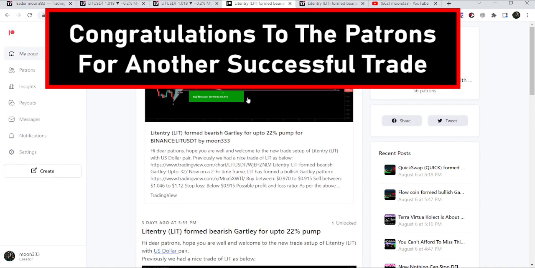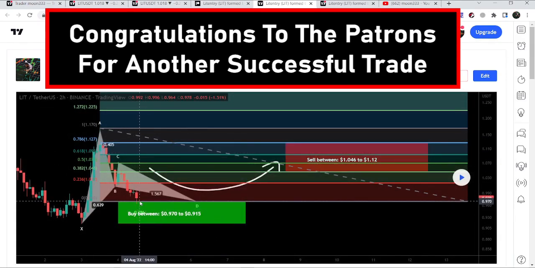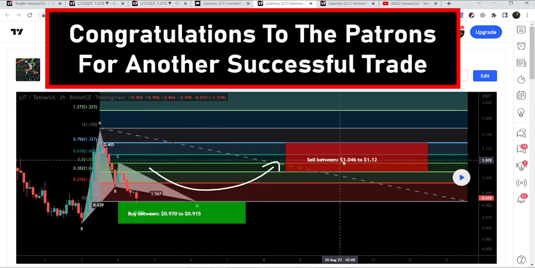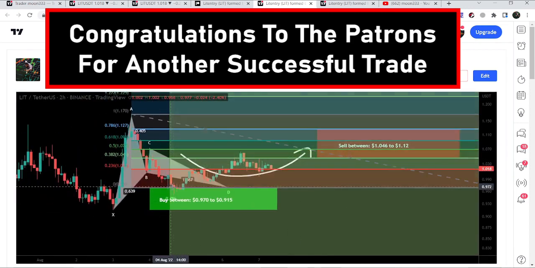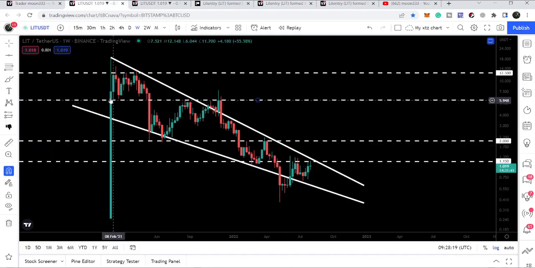Now if we look at the current idea that I shared almost 3 days ago, that was a bullish reversal Gartley move on the 2-hour time frame chart, and this was the pattern. You can see it had just entered the buying zone, and our buying zone was from 97 cents down to 91.5 cents, and our sell targets are from $1.04 up to $1.12. After playing out this chart, you can see that the price line slightly moved more down inside this buying zone, and now it has pumped well, and so far it has rallied up to $1.06, and I'm expecting that this move can be bigger if Litentry will break out this resistance of the falling wedge pattern.